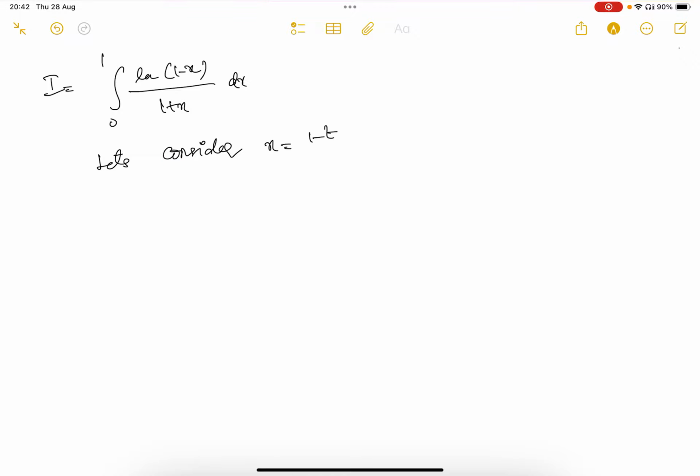Let's consider x equal to (1 minus t) by (1 plus t). That implies dx will be (1 plus t) whole square into (1 plus t) into minus dt, right? Then minus of (1 plus t) into (1 minus t) into dt.